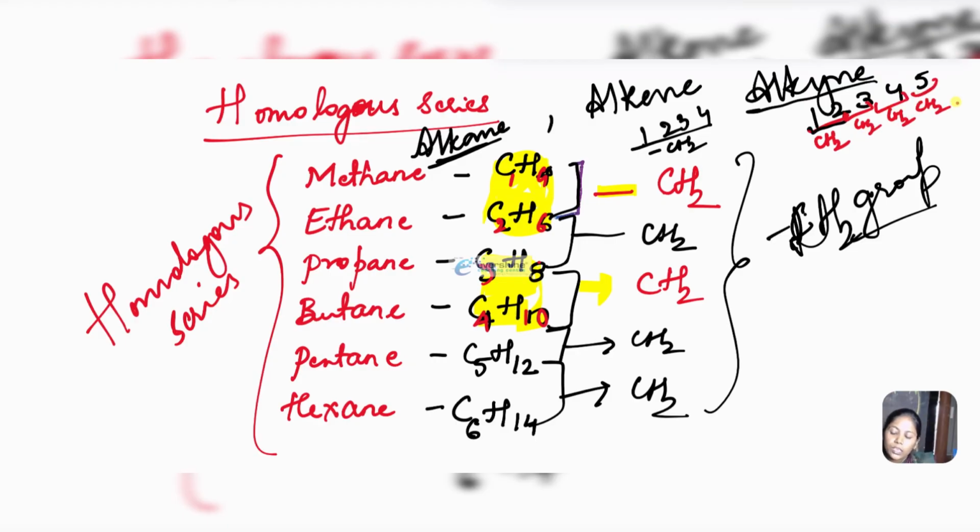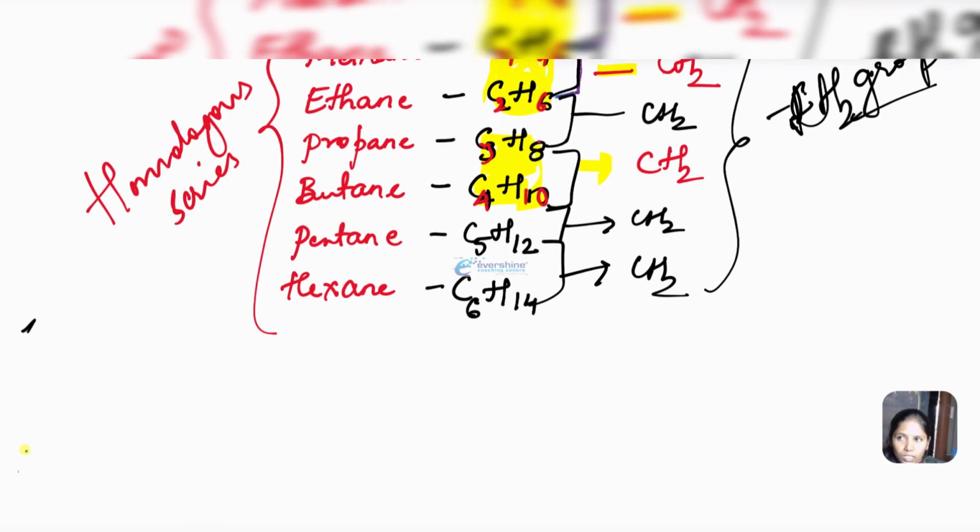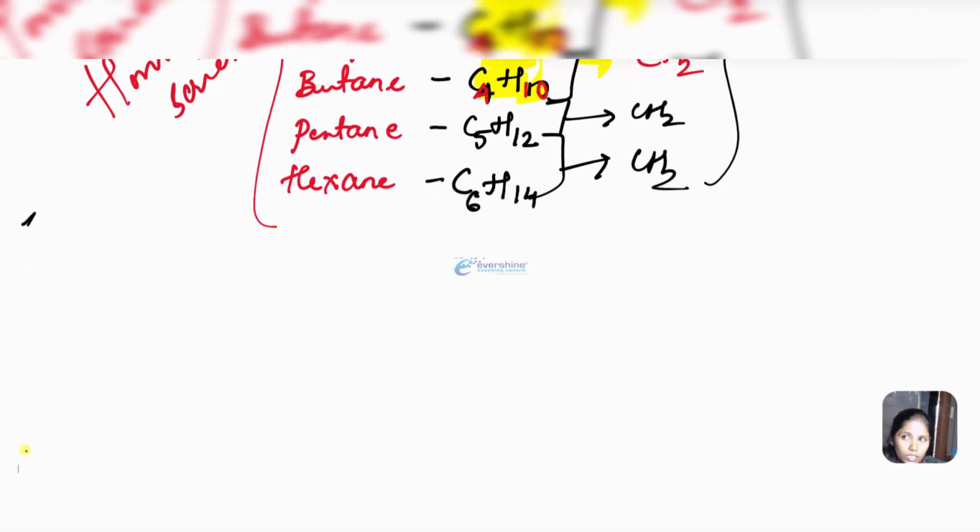So the first and second member difference will be CH2, second and third difference CH2, third and fourth difference CH2, fourth and fifth difference CH2, fifth and sixth member, any successive members you take, will differ by a CH2 group. Hence these groups are called homologous series. So if asked to give an example for homologous series, what will you tell? Alkanes. Alkane family, alkene family, alkyne family. All these are called homologous because one member and the next member differ from each other by a CH2 group.